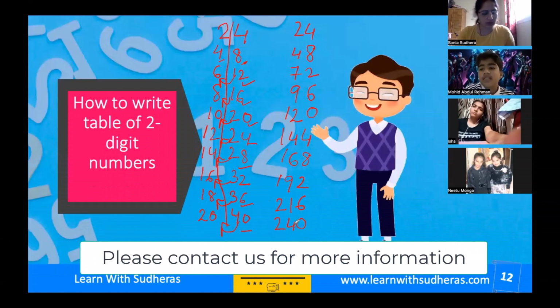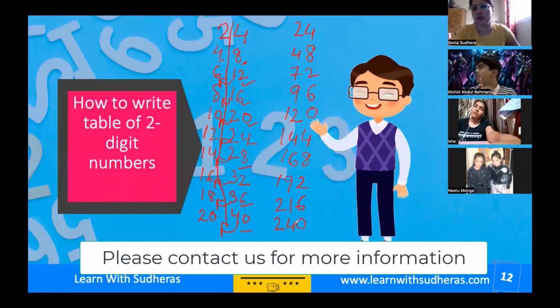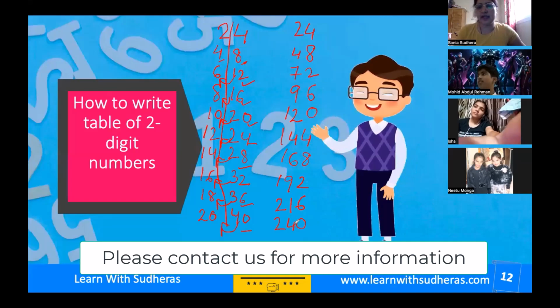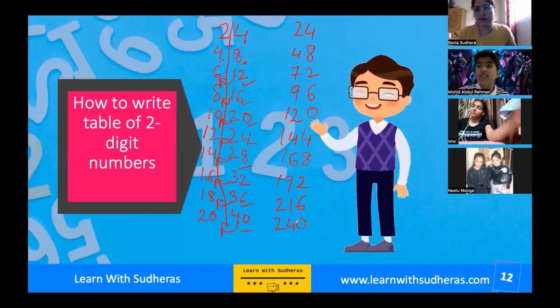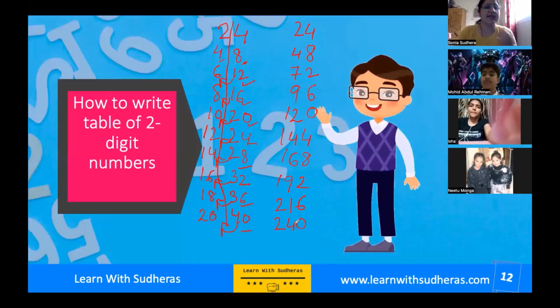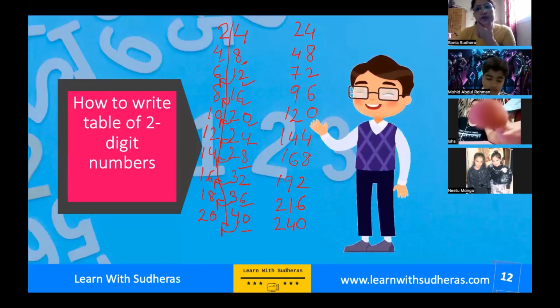Do you understand? Yes. Okay. Any doubts? No? Okay. Then please write the table of 53 for me.